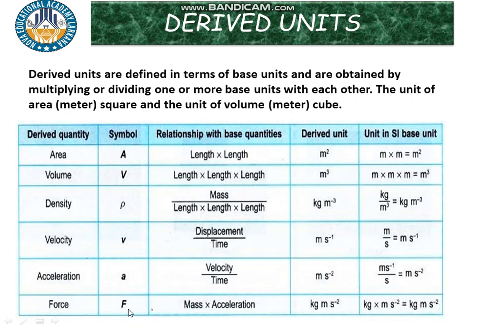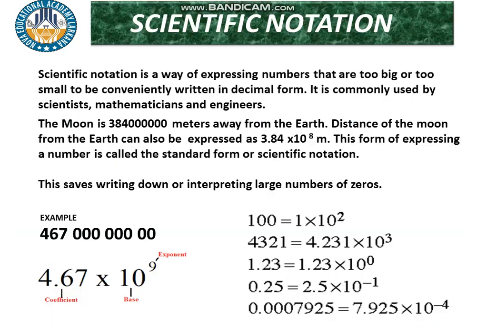Last, that is force. Its formula is mass into acceleration. F is equal to ma. The unit of mass is kilogram, which is symbolized as kg, and the unit of acceleration is meter per second square. So kg into meter per second square, it's simply the Newton. So the SI unit of force is simply the Newton.